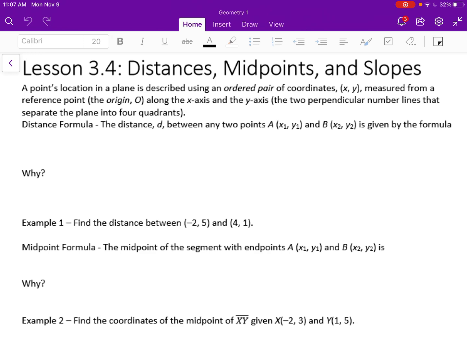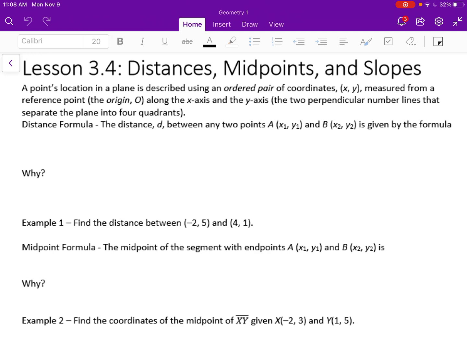So a point's location in a plane is described using an ordered pair of coordinates, where you have your x term first and then your y coordinate, measured from a reference point called the origin along the x-axis and y-axis. Those are two perpendicular number lines that separate a plane into four quadrants.